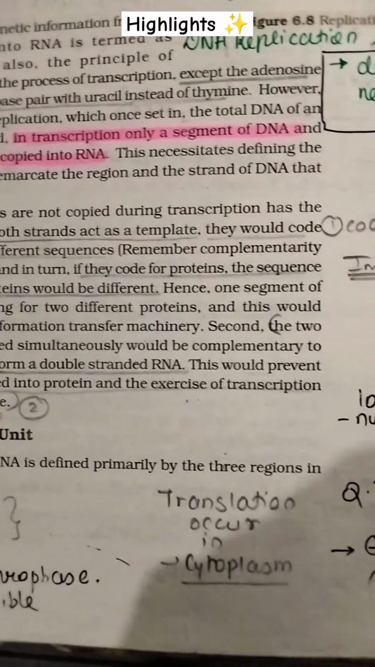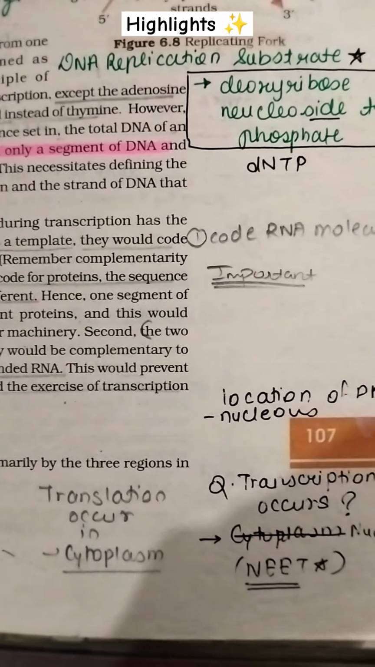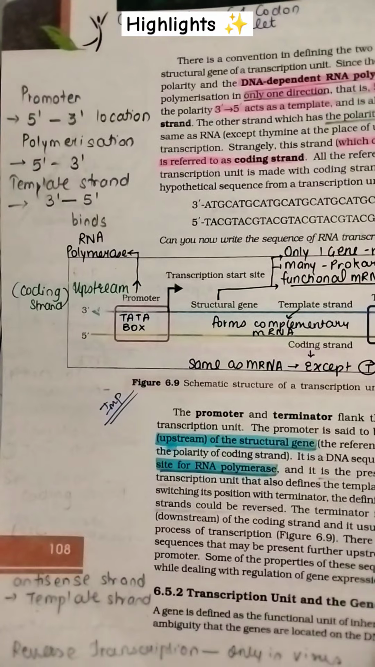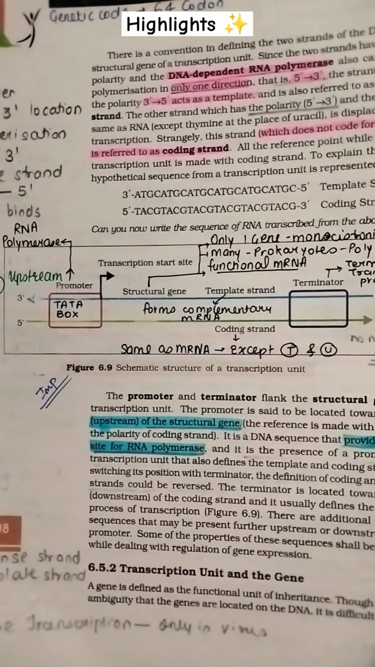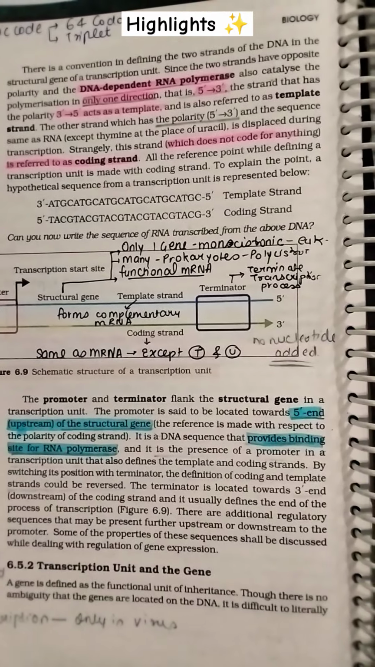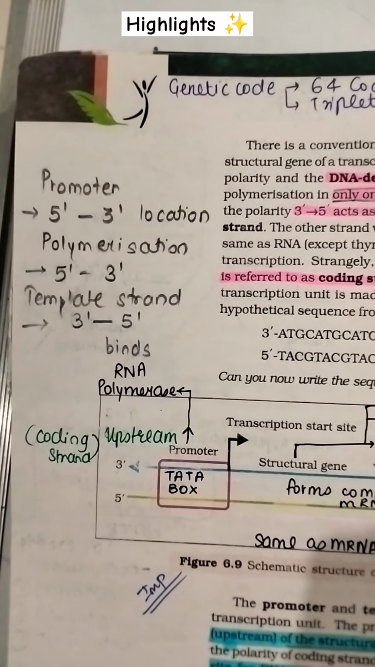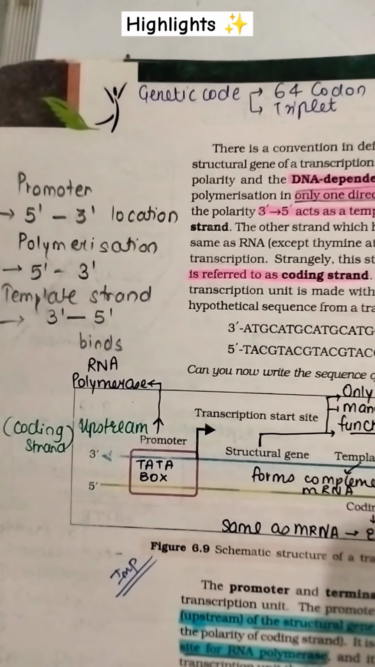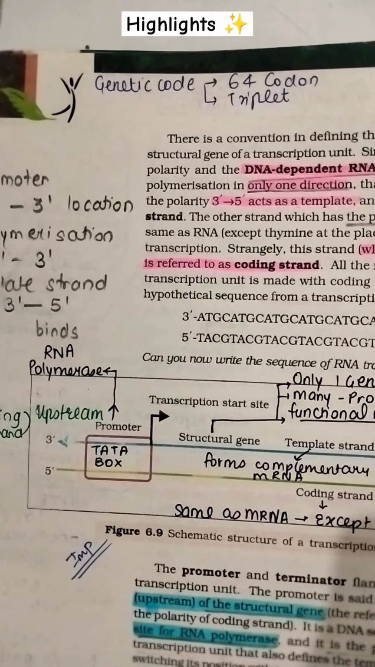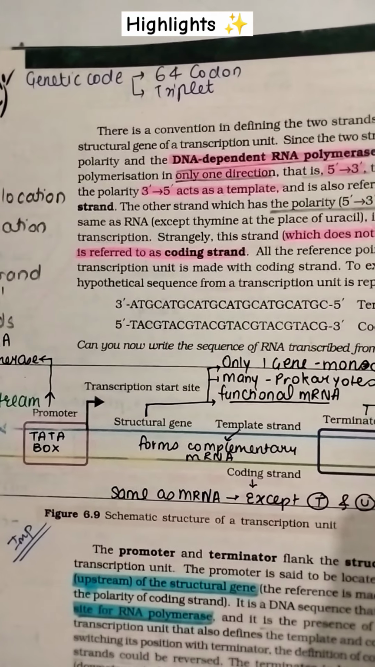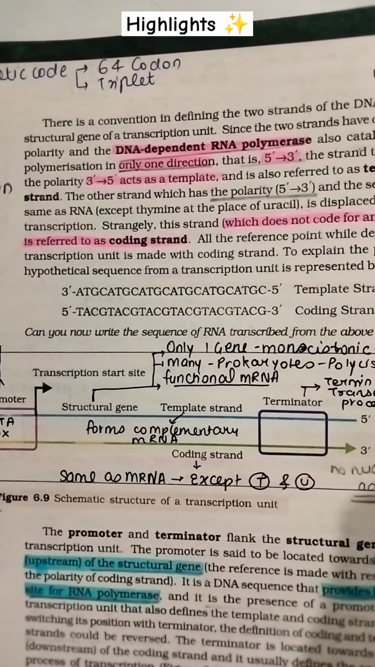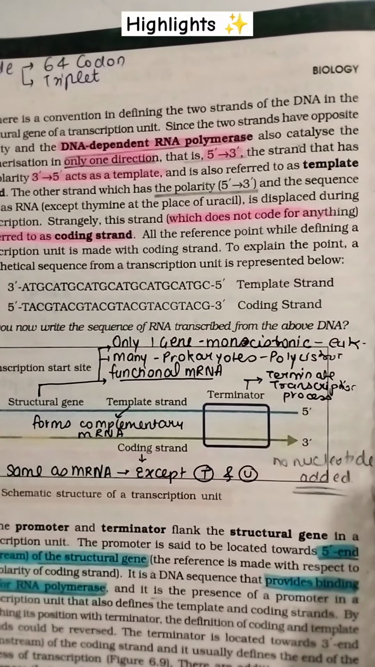Then the transcription unit, the 3 subunits, and a NEET question I have also marked here. Then we have the structure of the transcription unit: the TATA box, then promoter, polymerization, template strands, genetic codes. Everything is very important from this chapter.